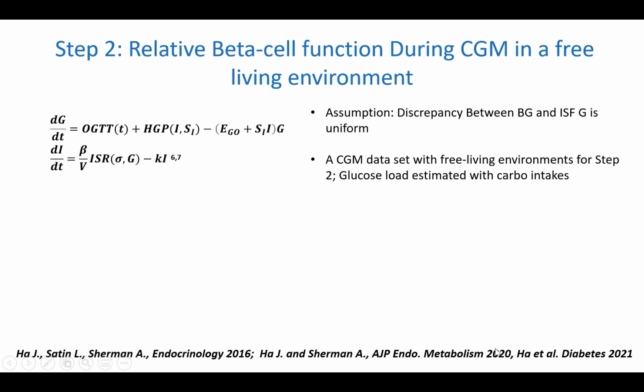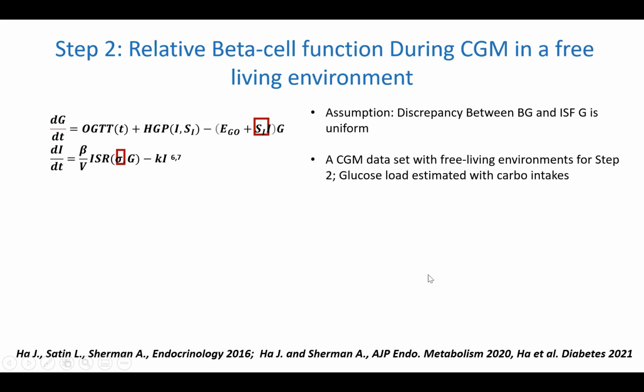Now step 2, relative beta cell function during the CGM in free living conditions. The assumption is the same, the discrepancy between blood glucose and ISF is uniform. Now we need the data. For step 2 we need the CGM data under free living conditions, but the glucose load will be estimated from carbohydrate intake. Basically the glucose load is different for everybody.